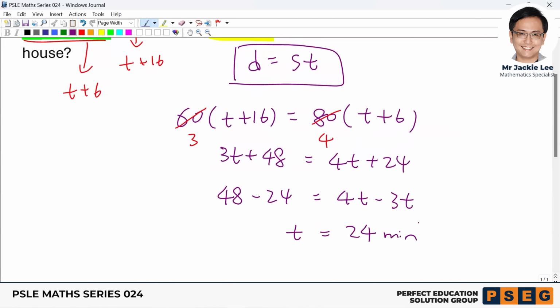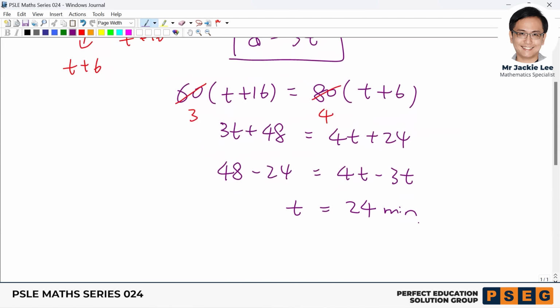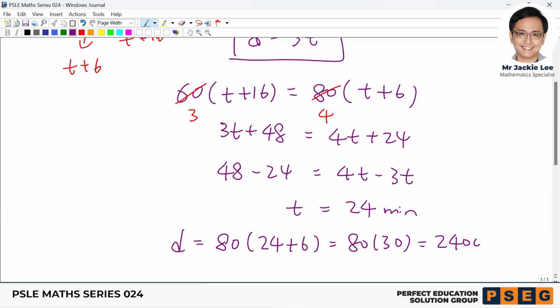24 minutes. However, the question asks for distance. So for the final distance, we can use 80 now. 80 times bracket 24 plus 6. So 80 times 30, therefore is 2400 meters.